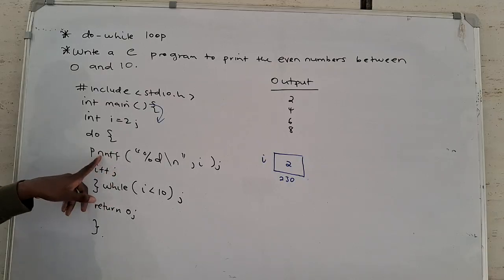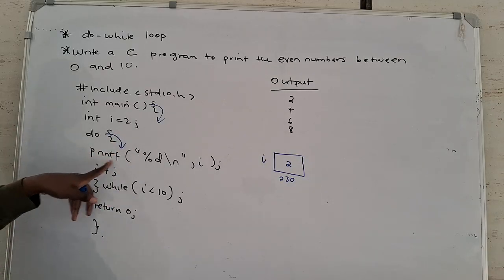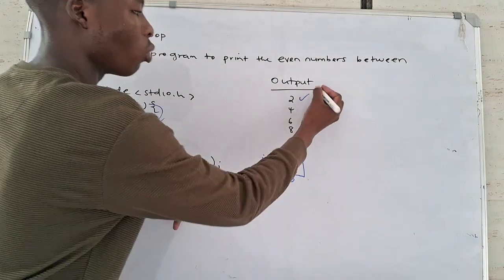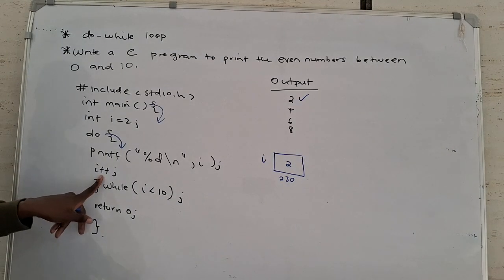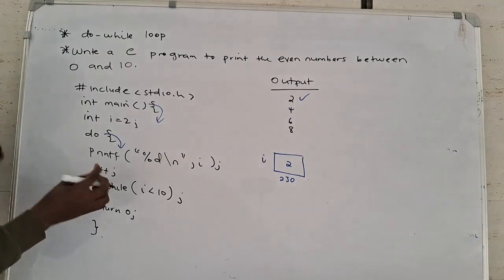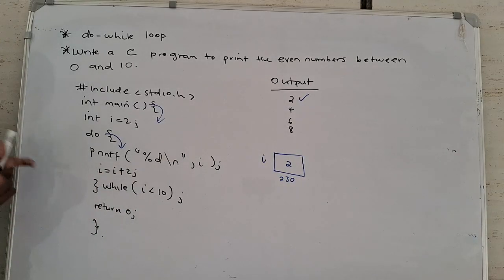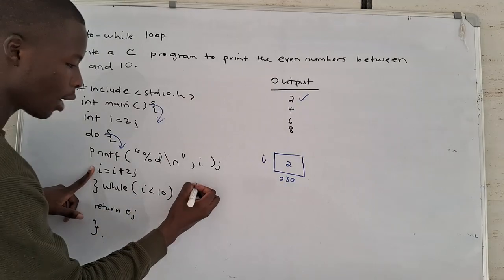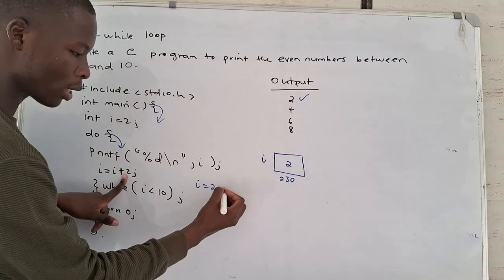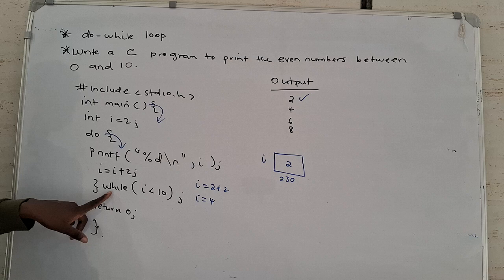So do, it is going to enter, no condition here. Printf %d I, it is going to print the value of I, which is 2. 2 is going to be printed. Now the value of I is going to be incremented. Is this the correct implementation? It should be I is equal to I plus 2. The first value of I is 2, plus 2. I is equal to 4.